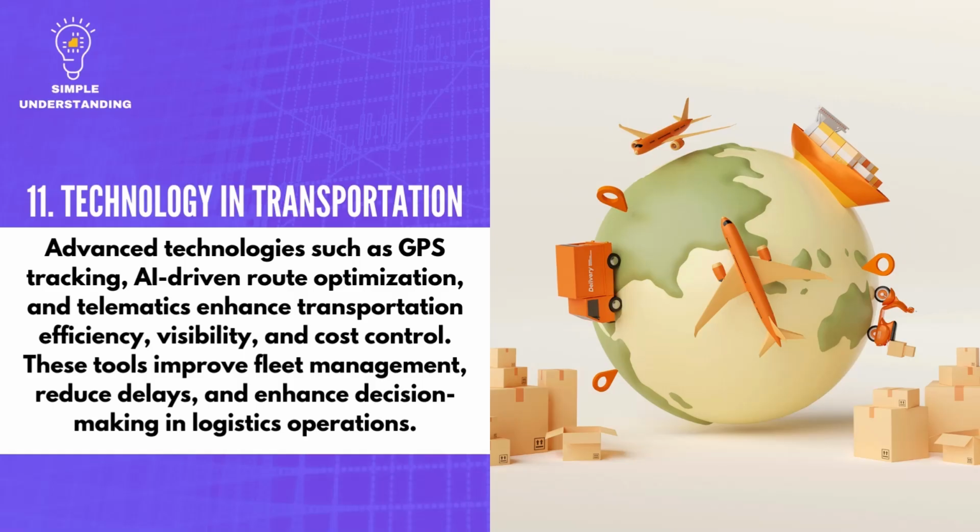11. Technology in transportation. Explanation. Advanced technologies such as GPS tracking, AI-driven route optimization, and telematics enhance transportation efficiency, visibility, and cost control. These tools improve fleet management, reduce delays, and enhance decision-making in logistics operations.